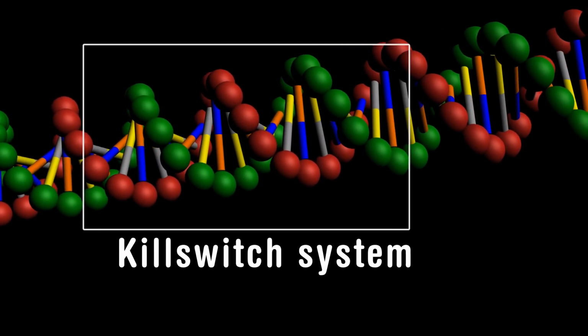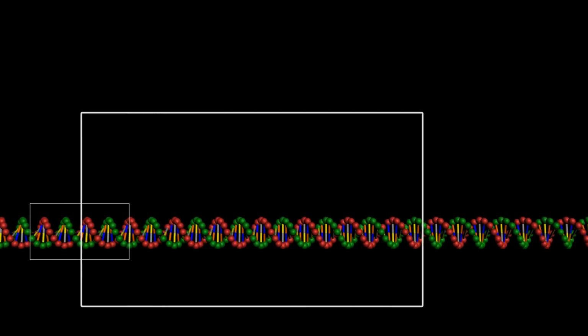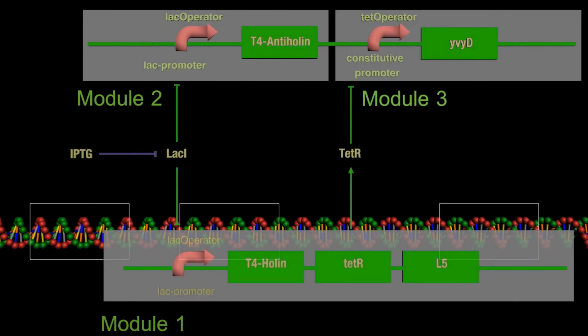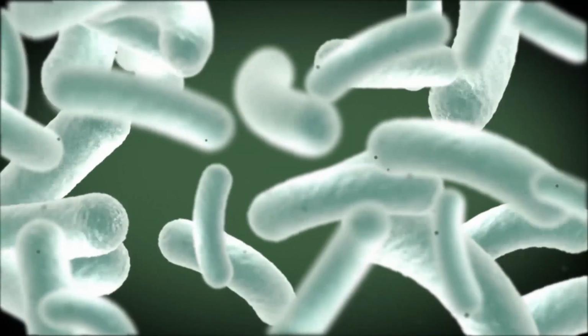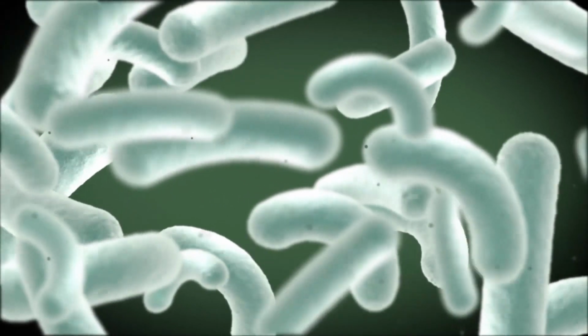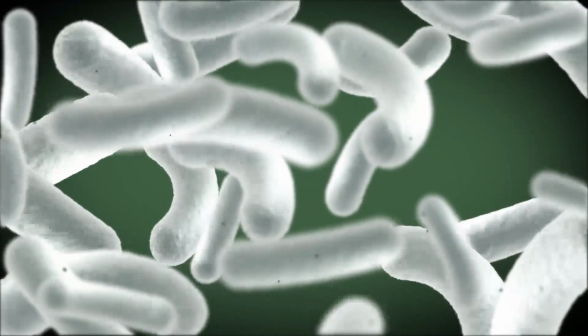But how is the killswitch built? Our killswitch is composed of 3 interconnected modules which enable the survival of cells under laboratory conditions. However, as soon as a cell is taken out of this controlled environment, the killswitch is activated and kills the cell.